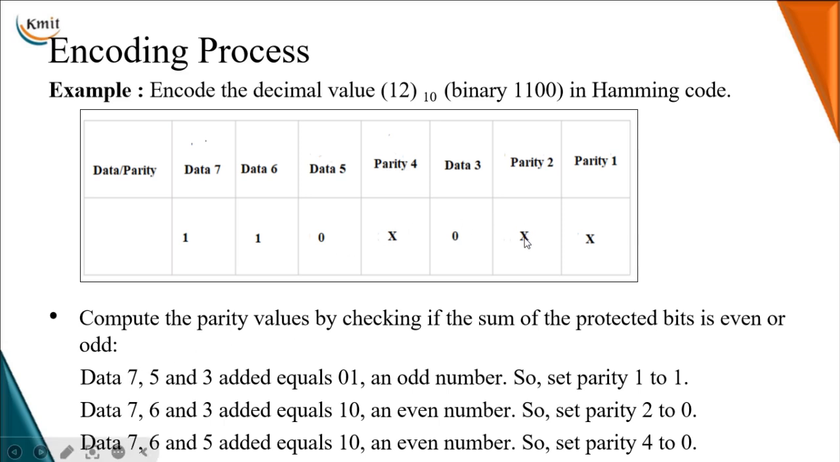Next, in order to find parity 2, we check the data bits of 12 at the transmitter, which are at positions 3, 6, 7.